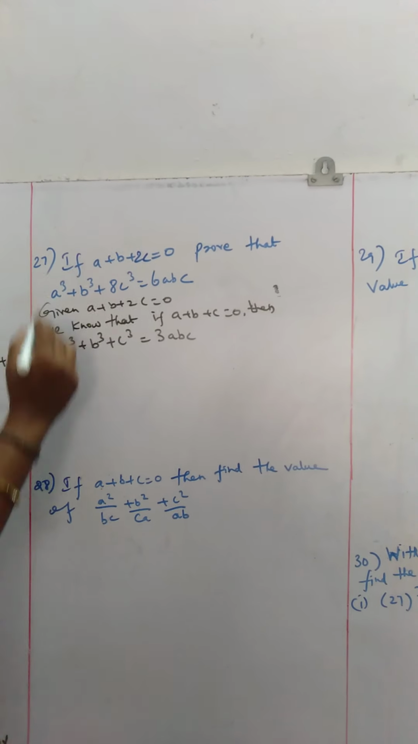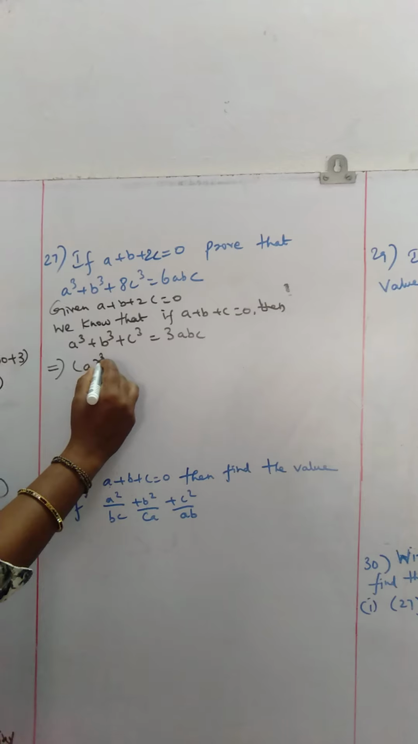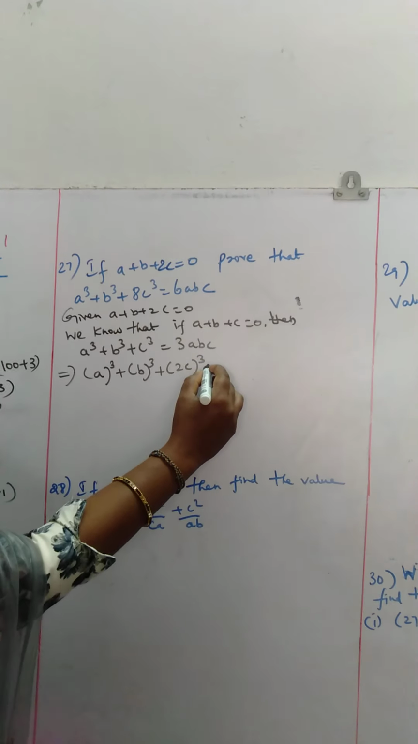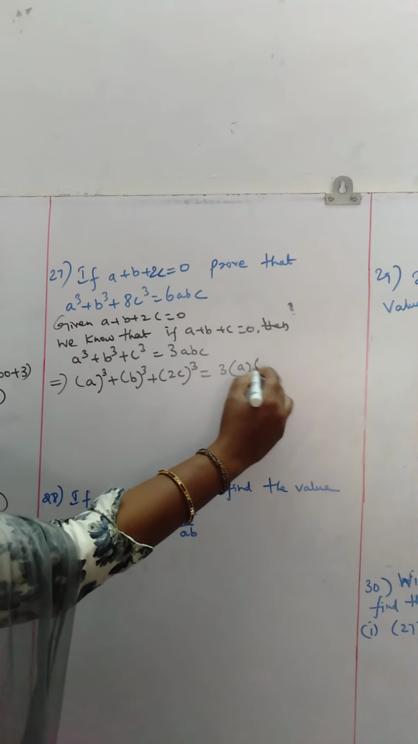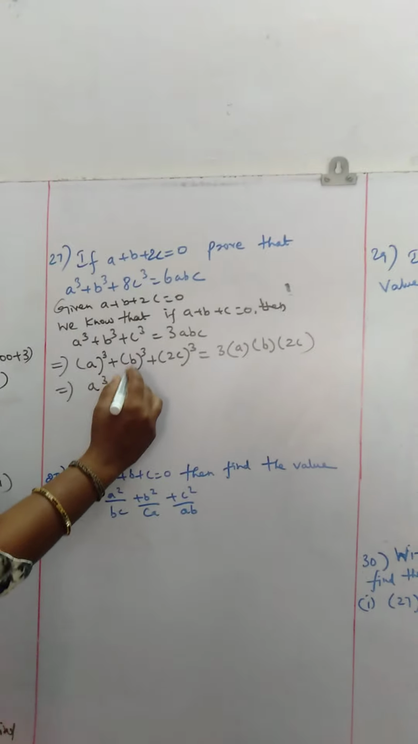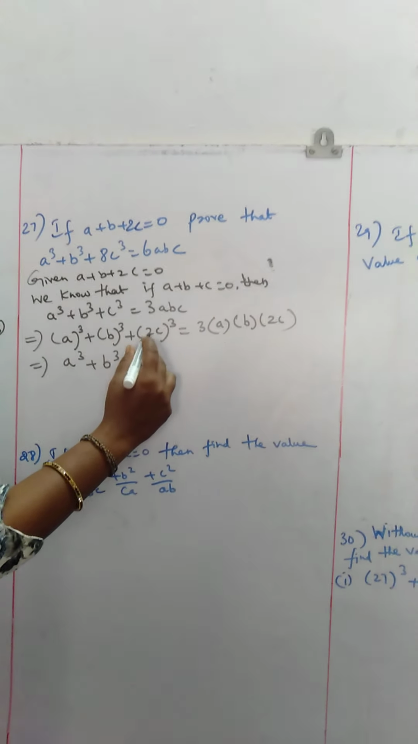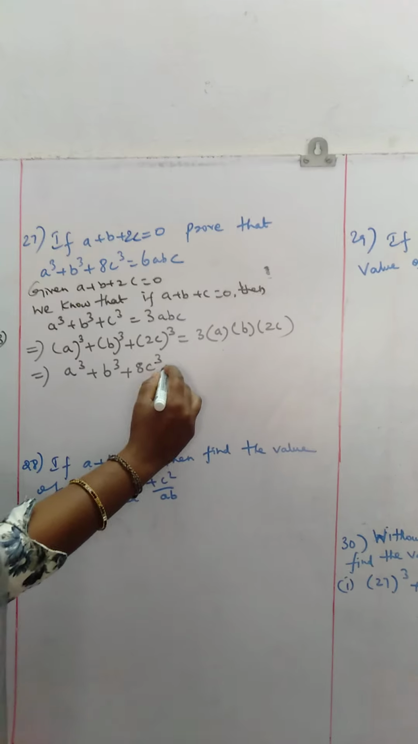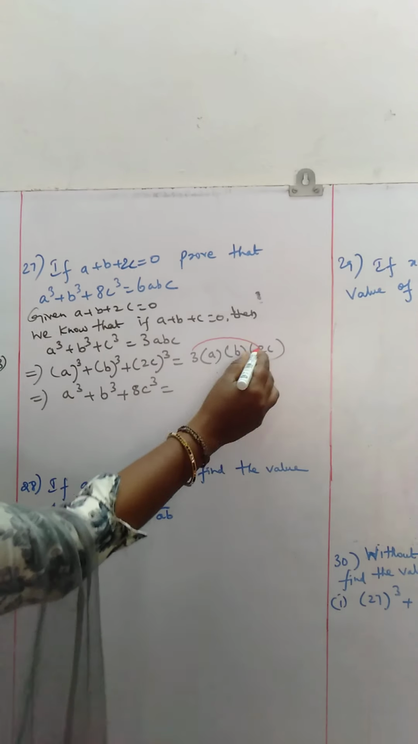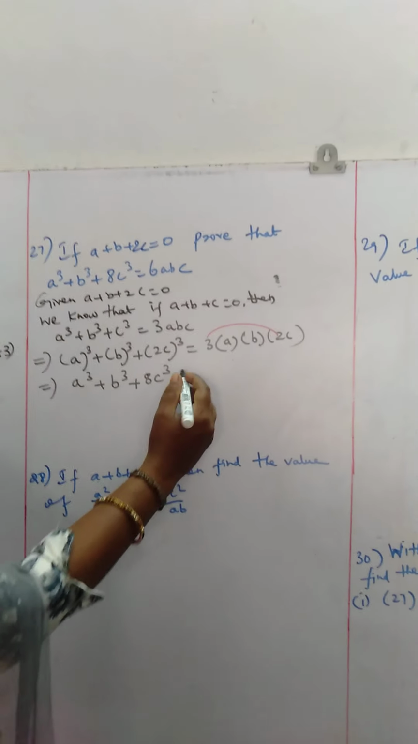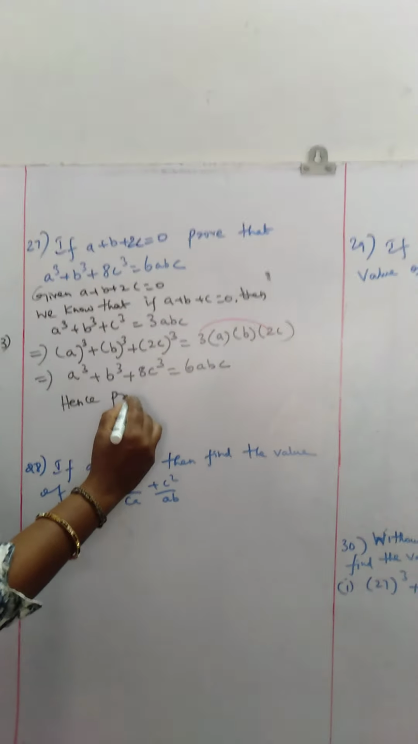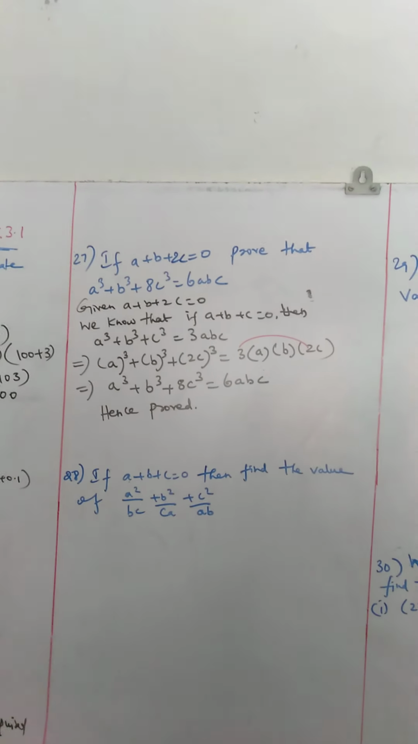This is from the identity we know very well. So same like that, we are going to write this one. That is a cube plus b cube plus 2c the whole cube equals 3 into a into b into c. Which implies a cube plus b cube plus 2c the whole cube, 2 cube is 8, so 8c cube, which is equal to 2 into 3. That is this 3 and 2 if you multiply you will be getting 6abc, which is what we want to prove, hence proved. Only one simple identity we have used and this one we have proved.